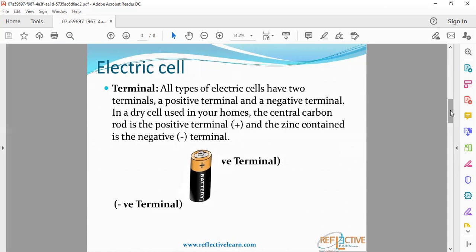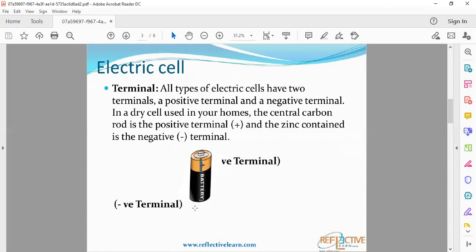In most of the appliances at our home, we use a dry cell. So I'm showing you the picture. This is a diagram or a picture of a dry cell. In the center there is a carbon rod. And you must have seen there is a cap-like structure on one end of a cell, that is known as the positive terminal. And on the other side, there is a metal disc, which is zinc, which is known as the negative terminal.